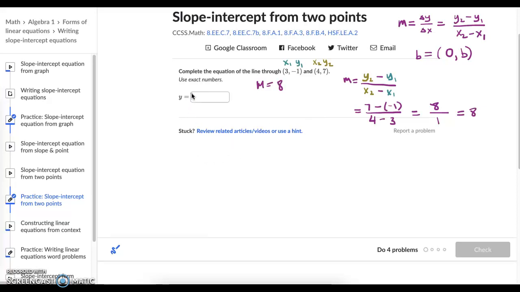So we can start building this equation. Let's build the equation, knowing that our equation is y equals mx plus b, which is something that we've covered before, so I won't go into that right now.